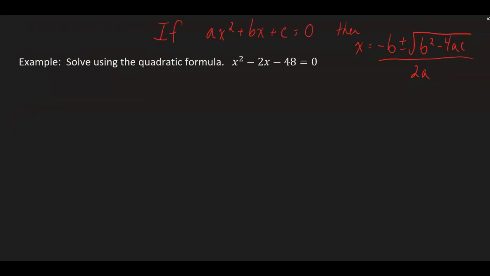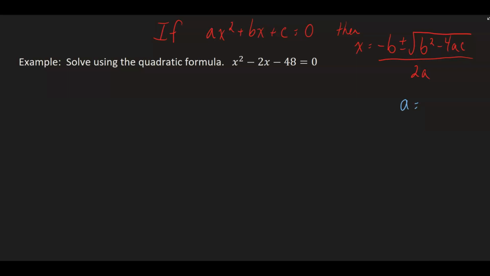All right, so here's my example. We are asked to solve using the quadratic formula. And we notice that our quadratic equation is already in general form. We have the x squared term, the x term, and the constant equals 0. So before we begin, it's helpful to establish what a, b, and c are.